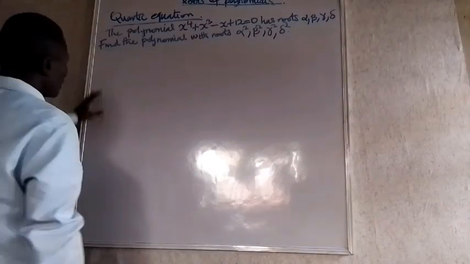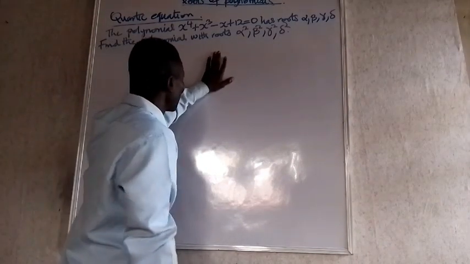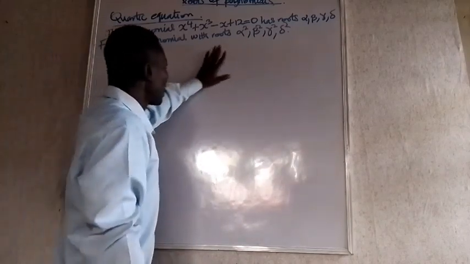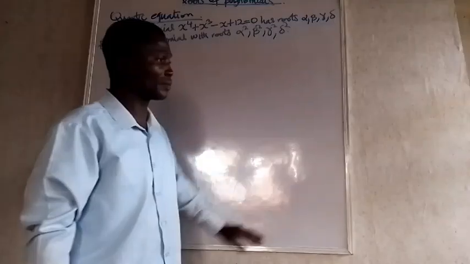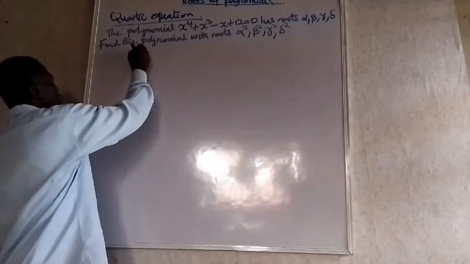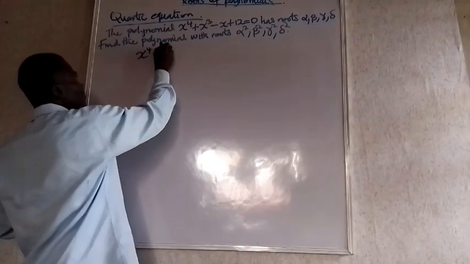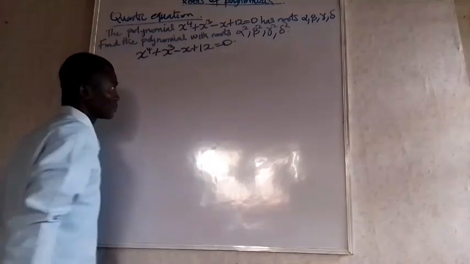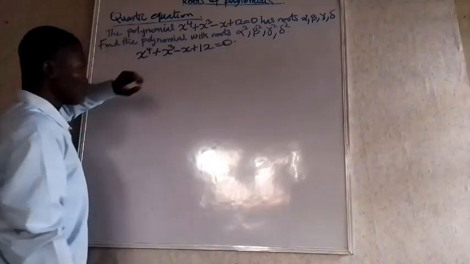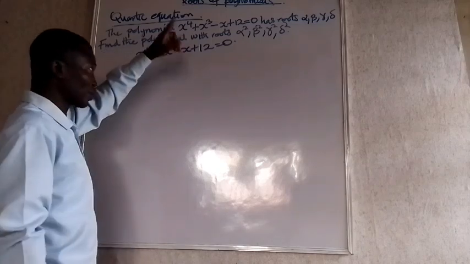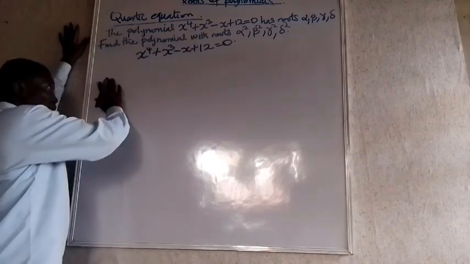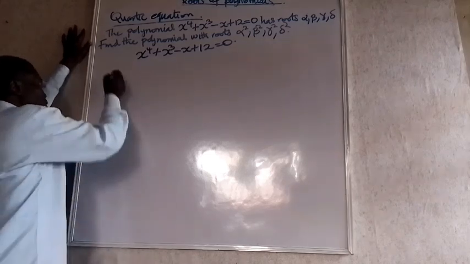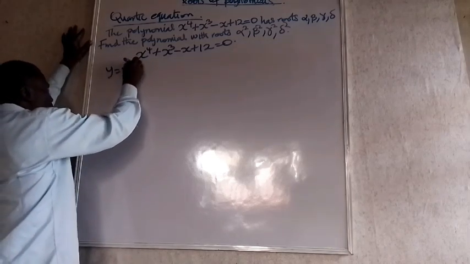Now you have this. The polynomial x raised to the power 4 plus x cubed minus x plus 12 equals 0 has roots alpha, beta, gamma, delta. Find the polynomial with roots alpha squared, beta squared, gamma squared, delta squared. So in this instance, this is the original, minus x plus 12 equals 0. In this instance, it is good we use substitution. And how do we start? We first of all make y equal to x squared.